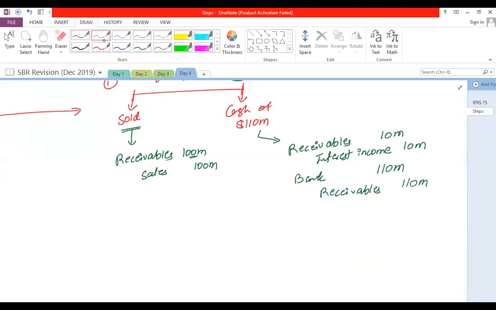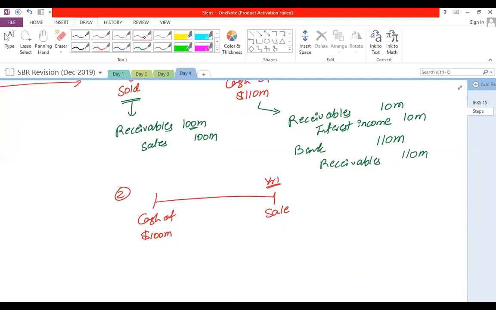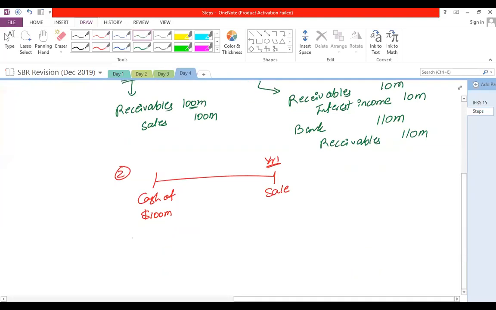Similarly, let's take the opposite case, a vice versa case, where we receive cash of $100 million today, and after 1 year we are going to sell the goods. In this case, because we have received the amount, we make an entry: bank debit by 100 million. And this amount is an unearned income for us, so we record the unearned income at $100 million.